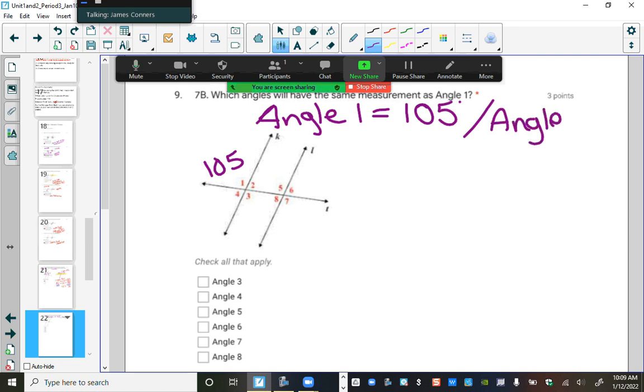Given the previous problem, what was angle 2's measure? Angle 2 was 75 degrees. All right, now this question is asking, in this diagram, which angle besides angle 1 will also be 105 degrees? So remember, given our angle relationships as well.